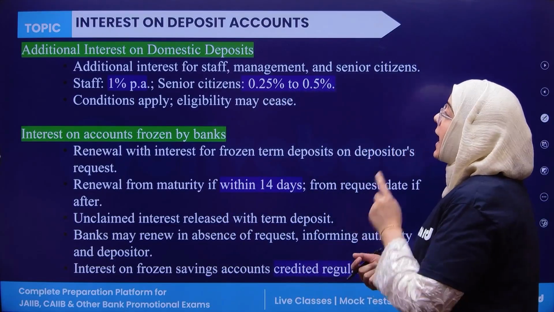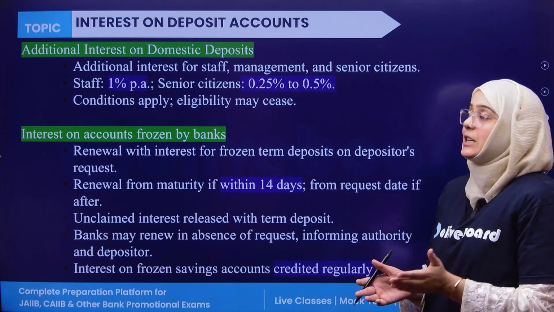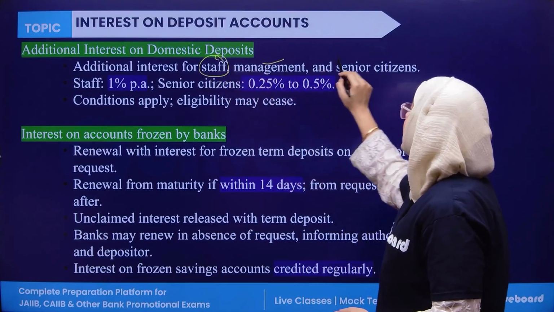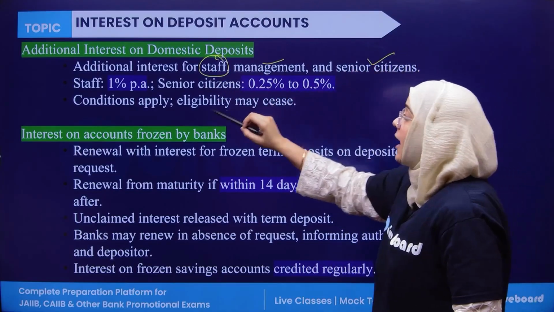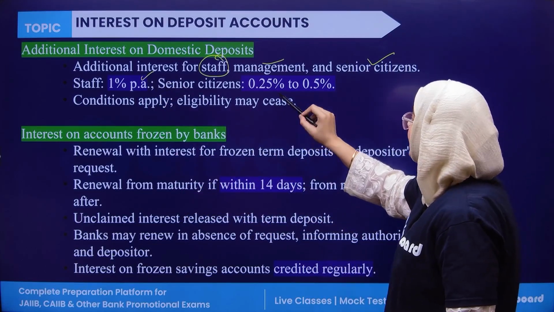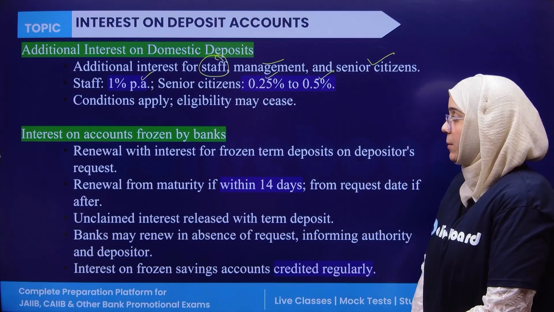Let's talk about the additional interest rate on the domestic deposit. There is additional interest rate for staff, management and senior citizens. For staff, the additional interest rate is 1% per annum, whereas for senior citizens it can vary from 0.25% to 0.5%.